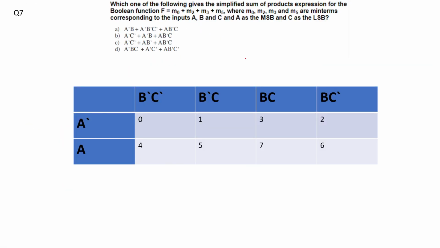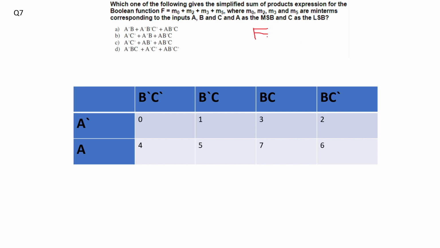Question number 7 states: which one of the following gives the simplified sum of products expression for the Boolean function f equal to m0 plus m2 plus m3 plus m5, where m0, m2, m3 are minterms corresponding to inputs A, B, and C, with A being the MSB and C being the LSB. So we are given this function of three variables, and we have to minimize the expression. Let me just write the expression first.